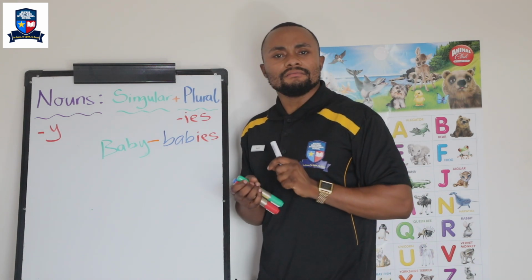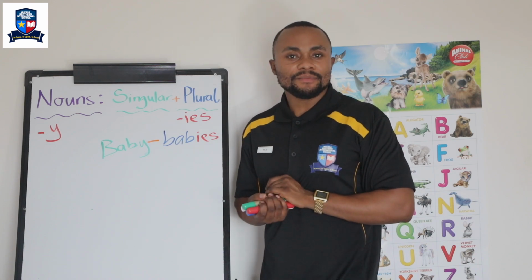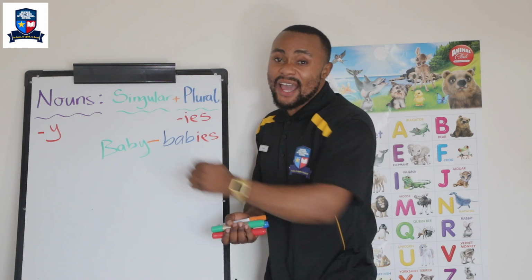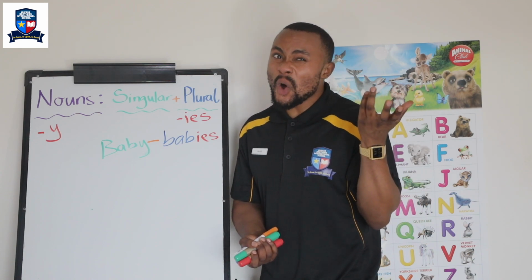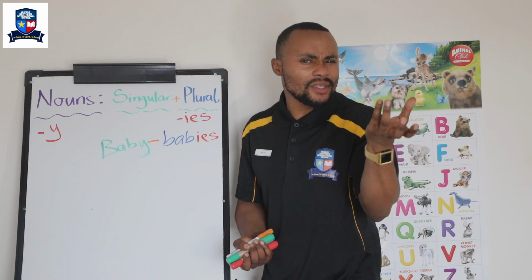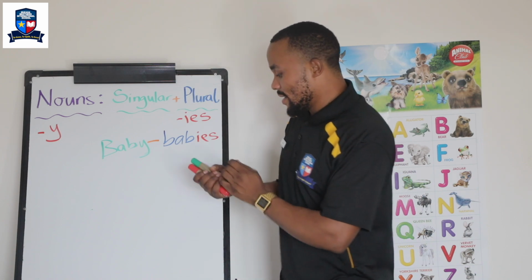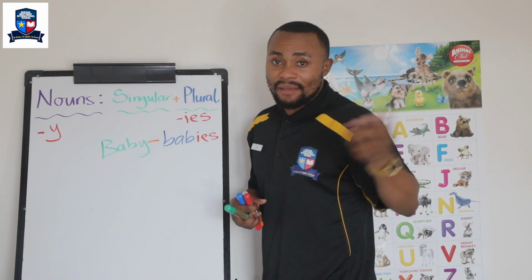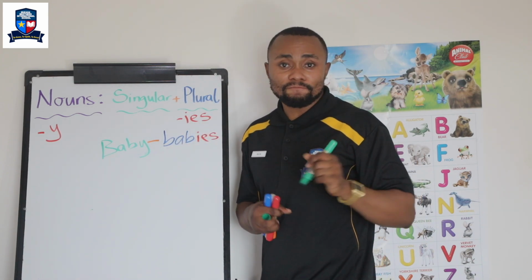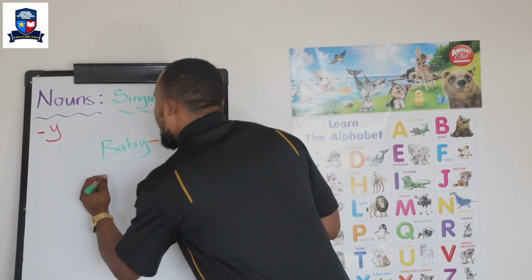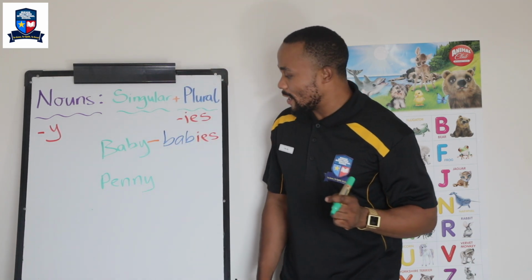Very good. Now, let's look at another word. For example, penny. Okay? Penny is a noun, a singular noun. One penny. That is basically an old English term to describe coins, I think. Maybe in England they still use it. It talks about money basically, but coins. So penny is singular, it's one penny. So I'm going to write it here. Penny.